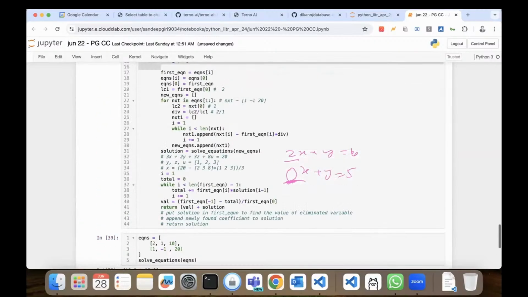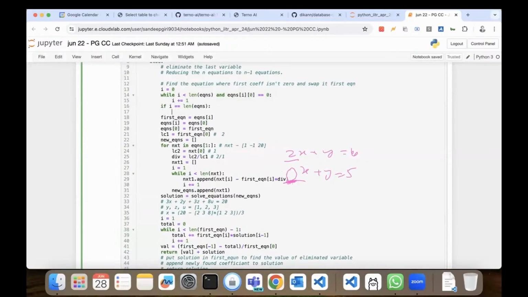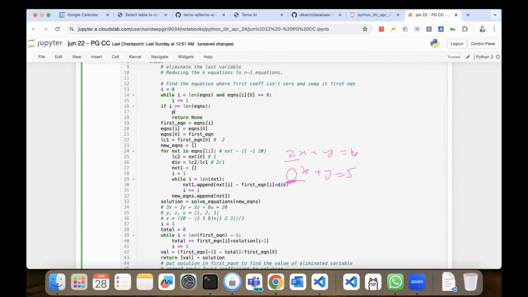Now, there is one condition where all of the coefficients in the first column are 0. In that, there is a problem. So if I equals length of equations, then you basically say return none. And you can just print no solution found. Something like this. And you have to deal with this situation.